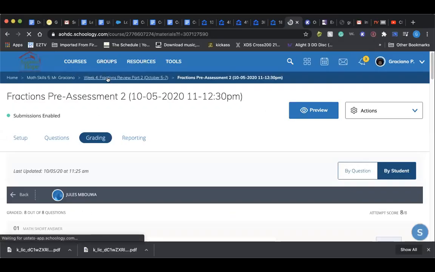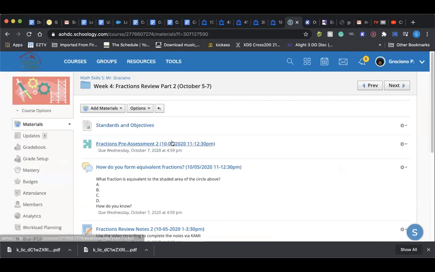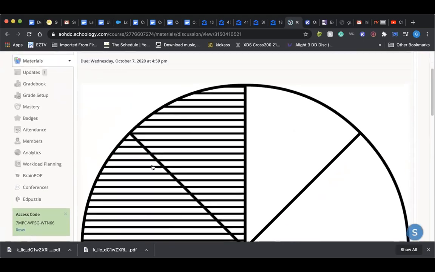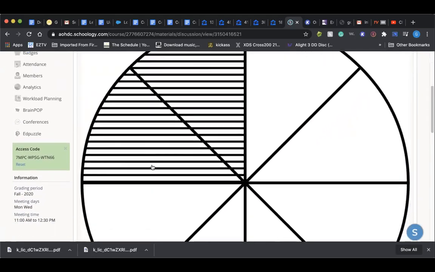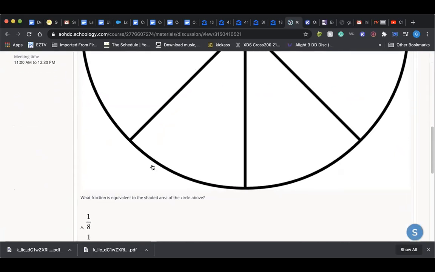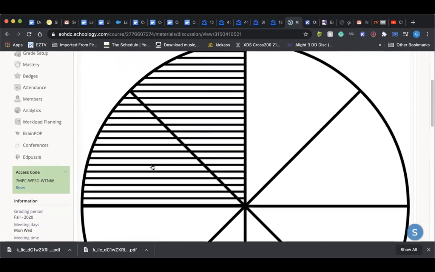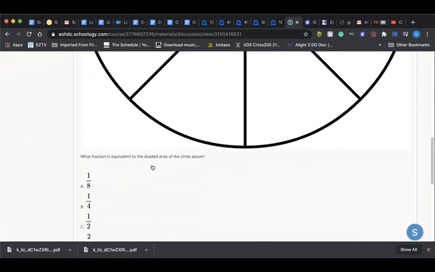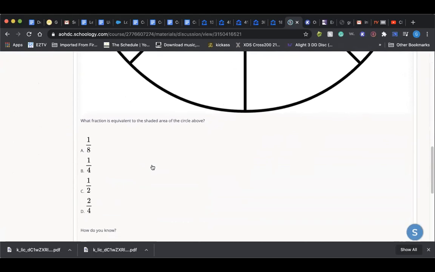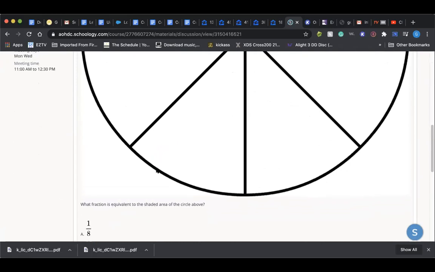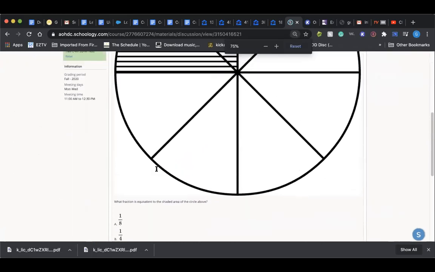All right, so we are in week 4. We just did our pre-assessment, and we're going to look into our equivalent fractions. How do you form equivalent fractions? So the question here is, if we're looking at this picture of this circle, what fraction is equivalent to the shaded area of this circle? Is it A 1/8, B 1/4, C 1/2, or D 2/4?